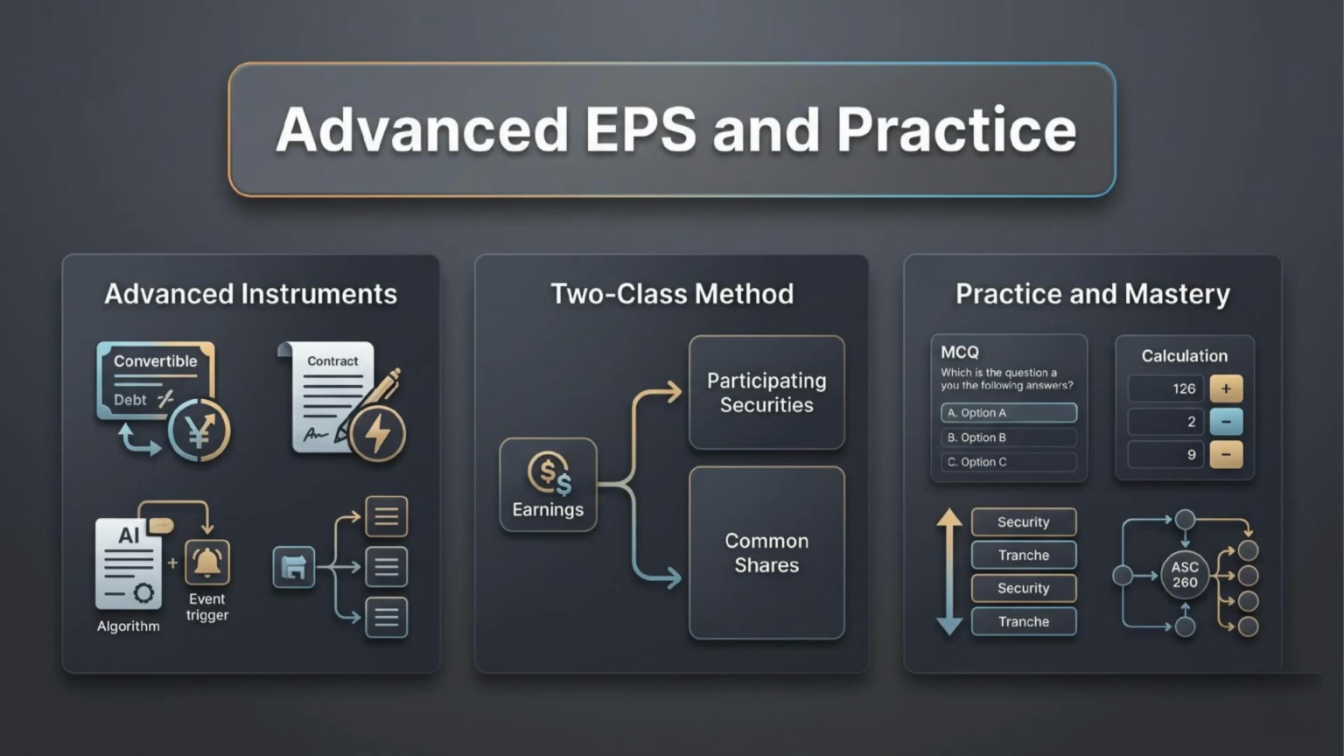We now reach the final video in our ASC 260 earnings per share series. The core methods are complete: basic EPS, treasury stock method, if converted method, ranking, and anti-dilution. Today we cover advanced EPS issues at a practical exam ready level, then lock the topic through practice. The goal is not to overload you with every rare corner of the standard, but to make sure you can recognize advanced issues, place them correctly, and solve the kind of questions that appear in exams and real reporting.